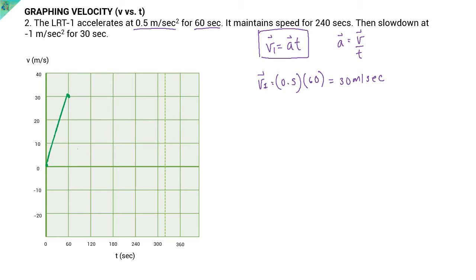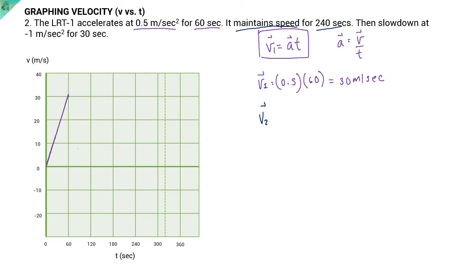Let's now analyze situation number 2. Let me change the ink with this one real quick so you'll know what we are talking about. Okay, for situation number 2, let me use dark blue. Okay, for situation number 2, it maintains a speed for 240 seconds. So that's the only thing that we need, which means that we just have to analyze.